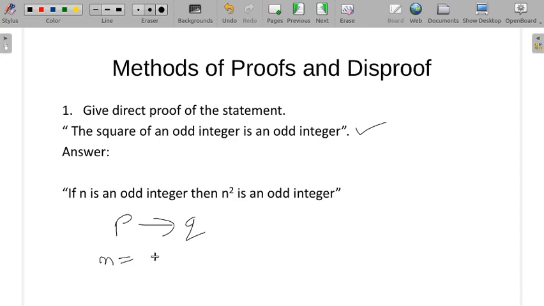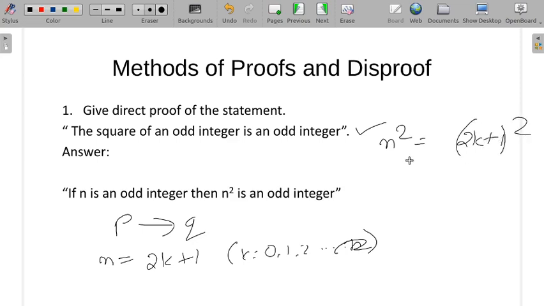So how can we mathematically represent an odd integer? Multiple of 2 plus 1, where k equal to 0, 1, 2, any integer, k belongs to Z. n equal to 2k plus 1. This is how we can represent an odd integer. So let's take the square of the odd integer, what will be n square then? 2k plus 1 whole square. So how can we write this one? 4k square plus 1 plus 4k.